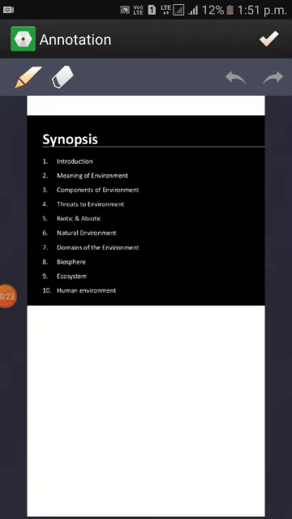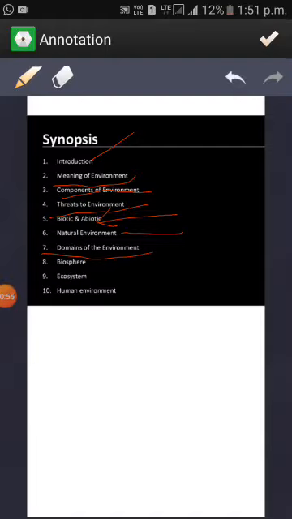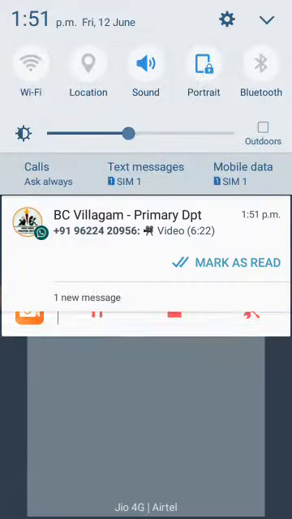In this class we will first introduce the topic. We will know what is the meaning of the environment, what are the components of the environment, what are the threats to the environment, what we mean by biotic and abiotic components, what is the natural environment. We will know the domains of the environment. We will know the important terms: biosphere, ecosystem, human environment.